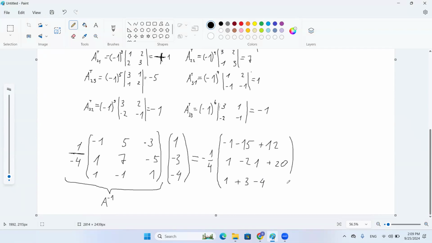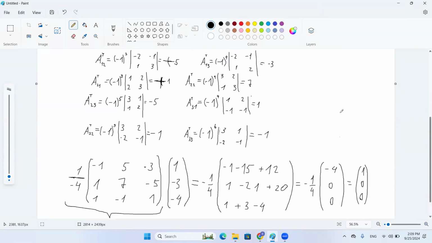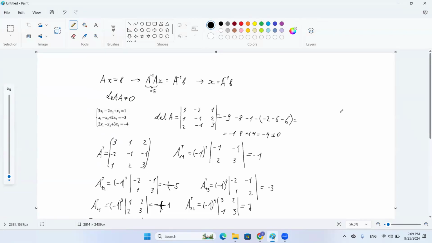Yeah, and what do we actually have? So minus 1/4. And here we have minus 4. Here just zeros. And the result is just 1, 0, 0. Like an identity vector. Okay, and now let's verify the result.